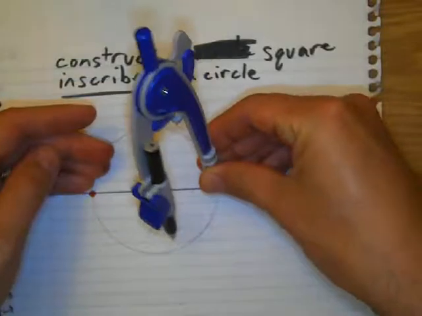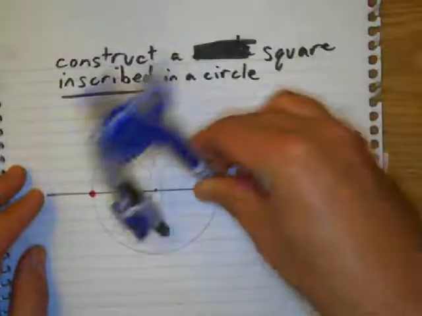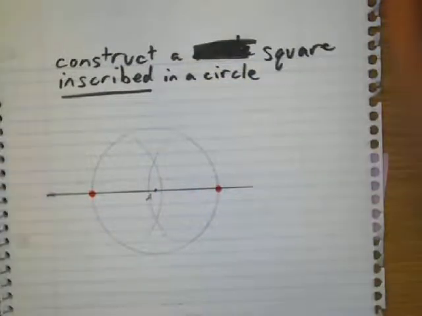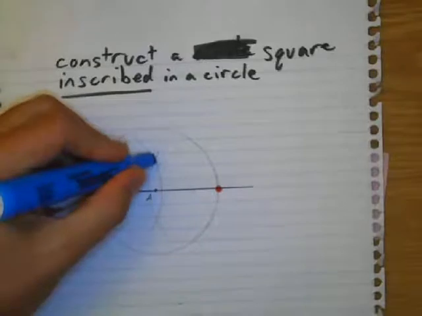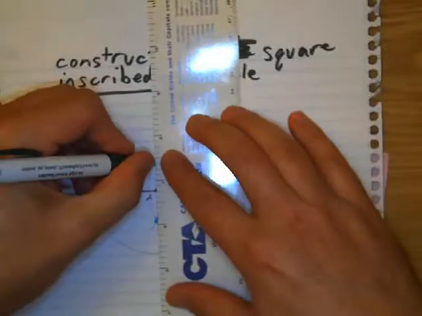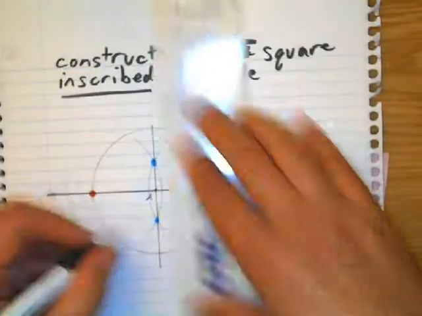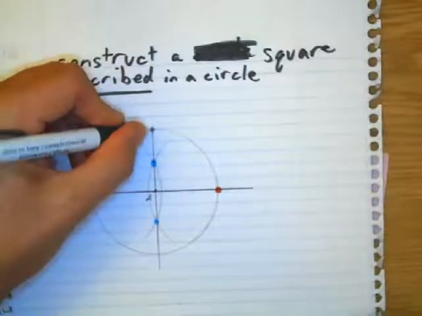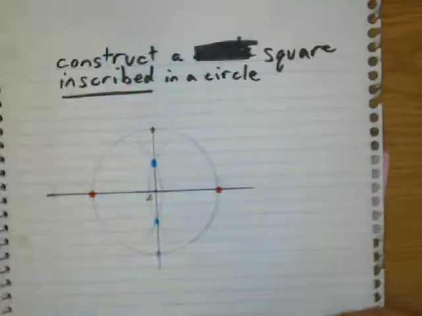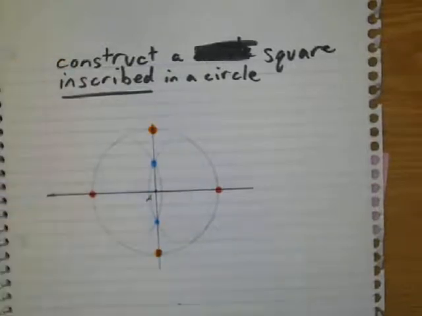I'm putting this radius here, and I'm making a perpendicular line through A. Okay, now where these two arcs intersect, I've colored them blue, and now I'm going to connect those blue points together. We're almost done. At these two new points, right here and right there, I'm coloring them orange. So now we're almost done.